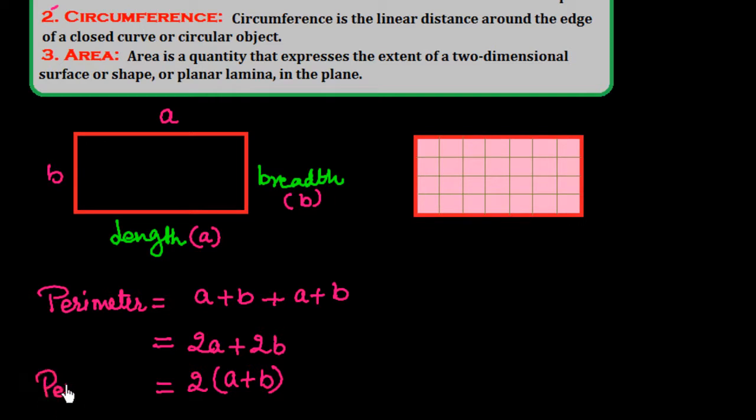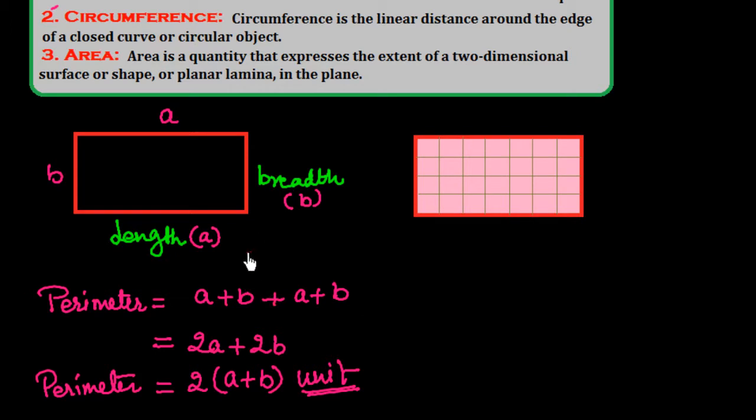Perimeter is basically a length, so it is always denoted in units only. Whatever unit it may be, centimeter, meter, kilometer, decimeter, decameter, any unit of length.